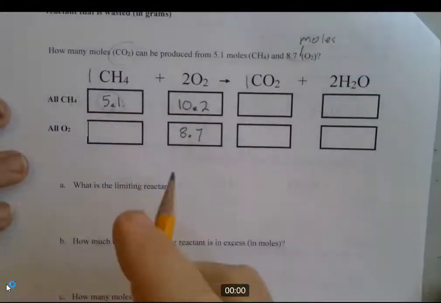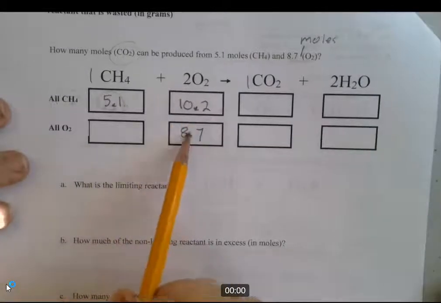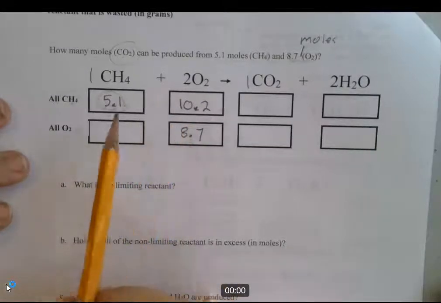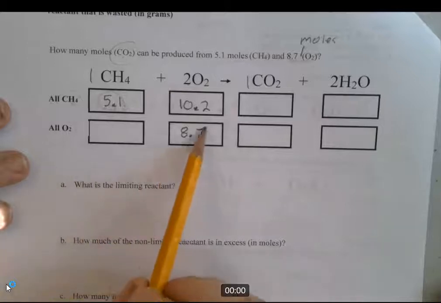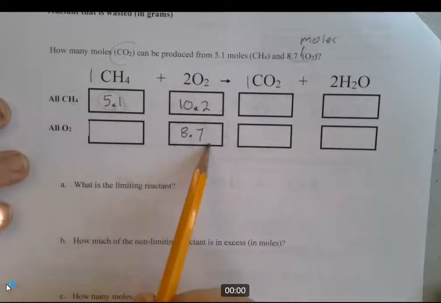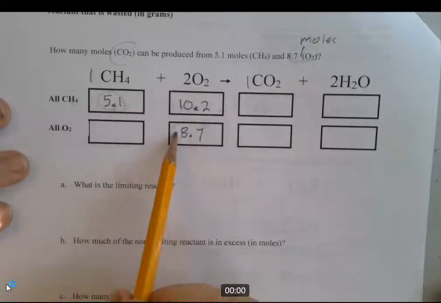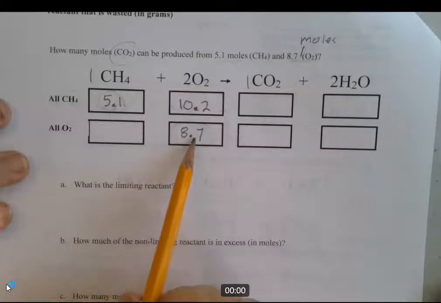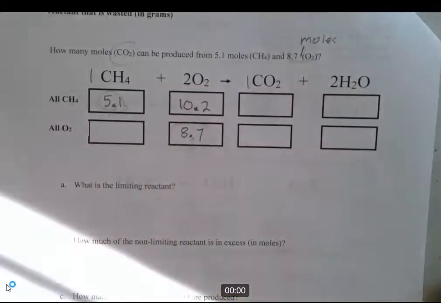Okay, now for this one. Again, it's a 2 to 1 ratio. I'm going to need twice as much oxygen as I have CH4. So in order, now we're talking about what does it take to burn all of the O2. It would take half this many moles. So it's 8.7 divided by 2. And that gives us 4.35.